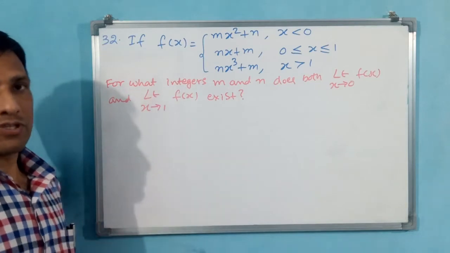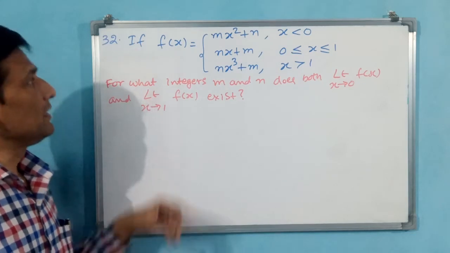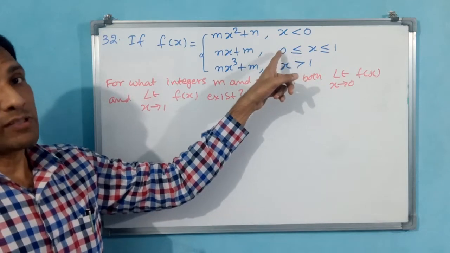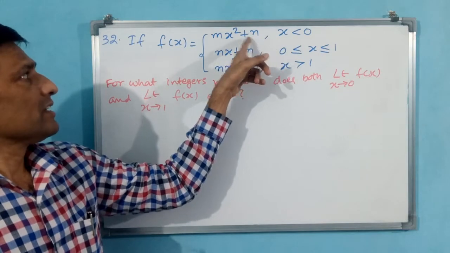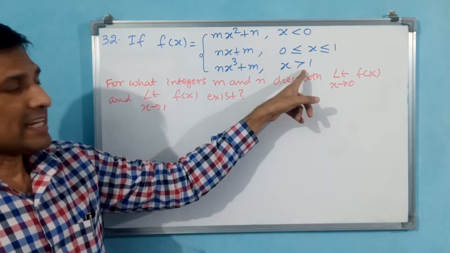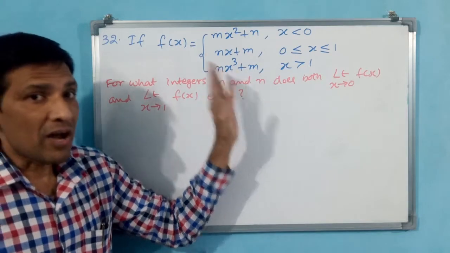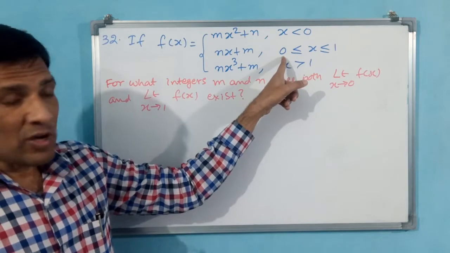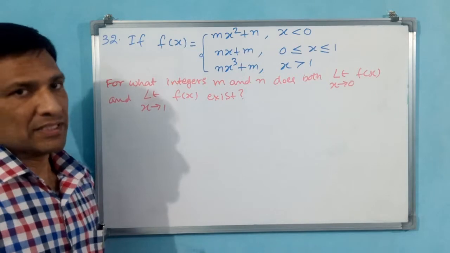See this question carefully. Understand carefully. An inequality is there, that is why we have to understand carefully. f of x is equal to, see here, even equal to 0 is also not there. Keep it in your mind. If x is less than 0, that means from minus infinity up to 0, the function is m x square plus n. If x is greater than 1, not 0, greater than 1, that means from 1 up to infinity, the function is n x cube plus m, but not at 1, only greater than 1. Between 0 and 1, with 0 equal also and 1 equal also, the function is n x plus m. This is the function.